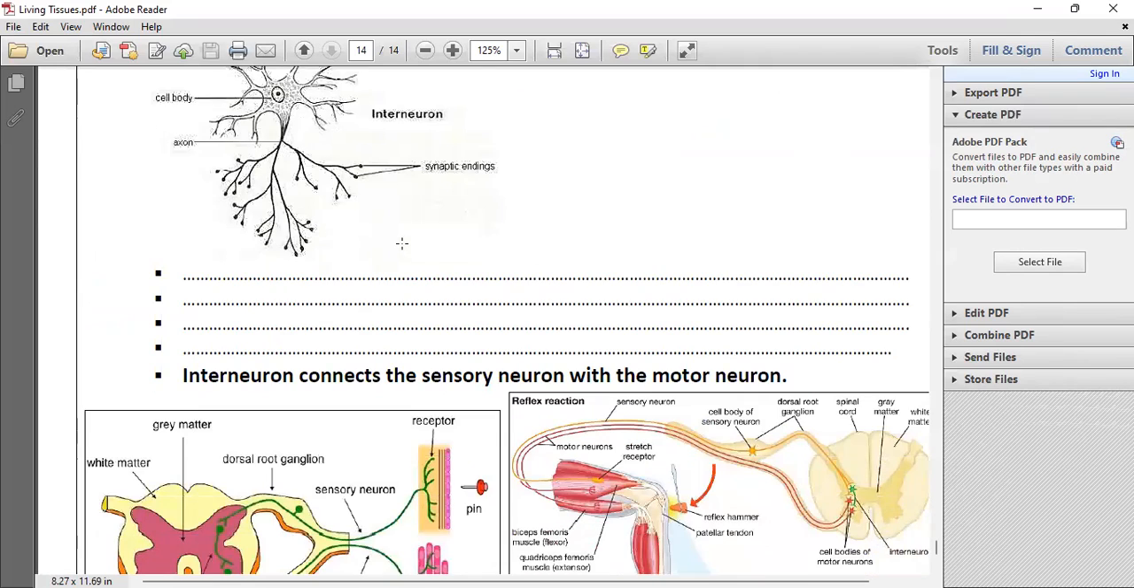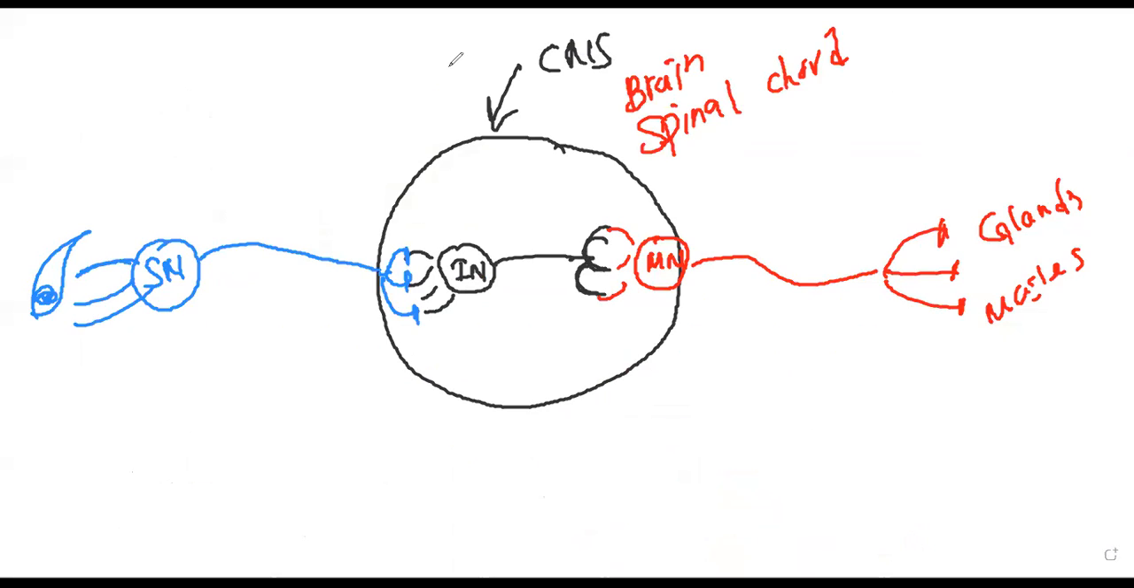So interneuron, now you know where the interneuron is. It's completely inside the central nervous system. What is the function of the interneuron? It connects the motor neuron with the sensory neuron. Impulse from the eye is carried through the sensory neuron into the central nervous system. Then the impulse is received by the interneuron, which is inside the central nervous system, and it connects this impulse from the sensory neuron to the motor neuron. So simply, the function of the interneuron is to connect the sensory neuron with the motor neuron.